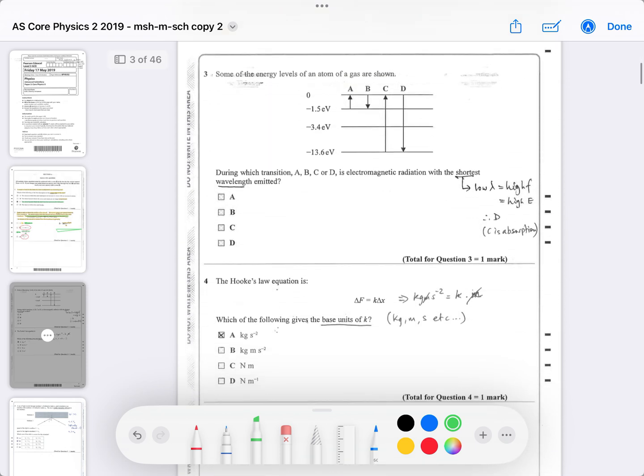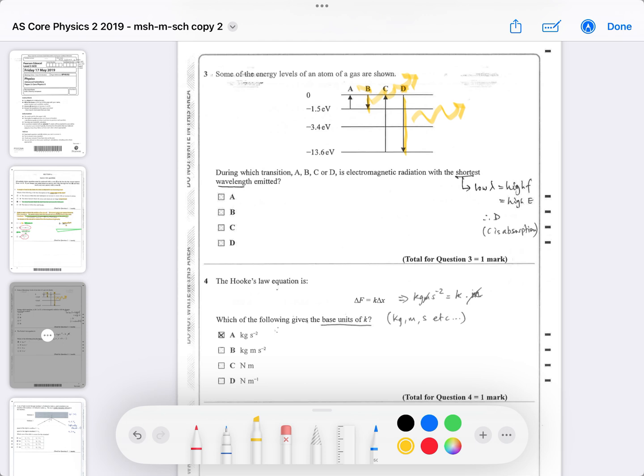Question 3 is showing some energy levels in an atom of a gas. So this is a quantum atom. During which transition, A, B, C, or D, is electromagnetic radiation with the shortest wavelength emitted? Well, electromagnetic radiation is emitted when the arrow is downwards, so it's going to be B or D, because when an electron drops, it emits a photon.